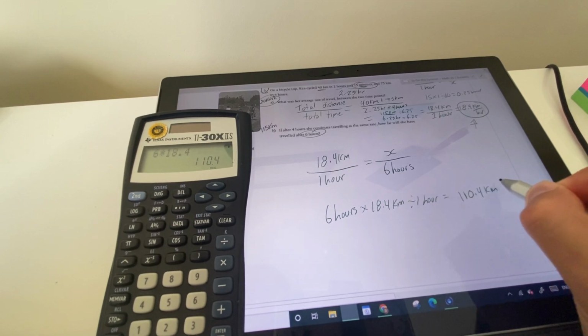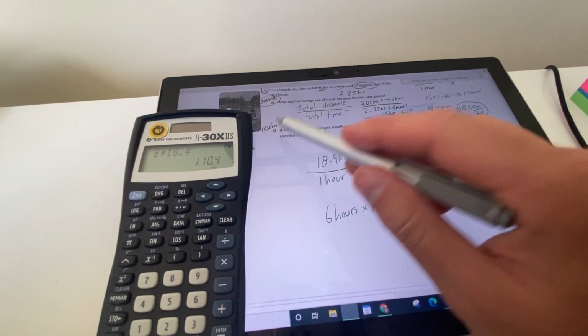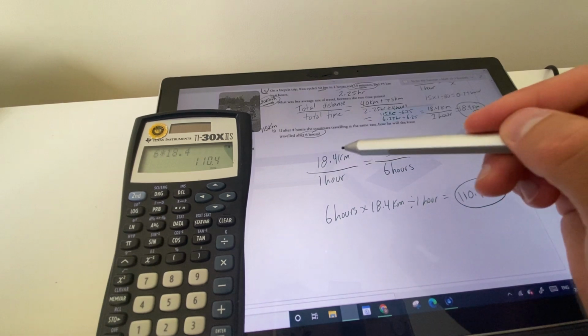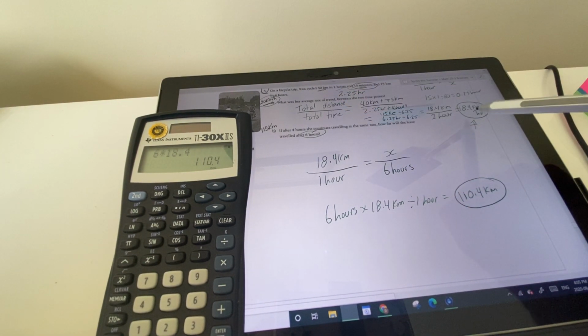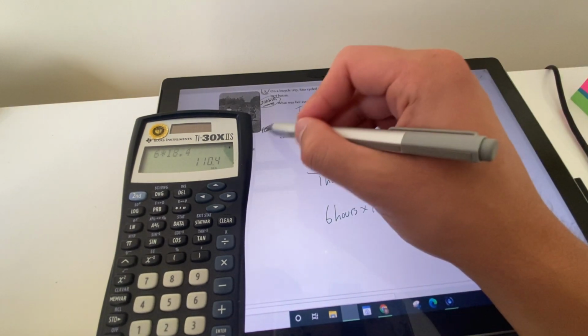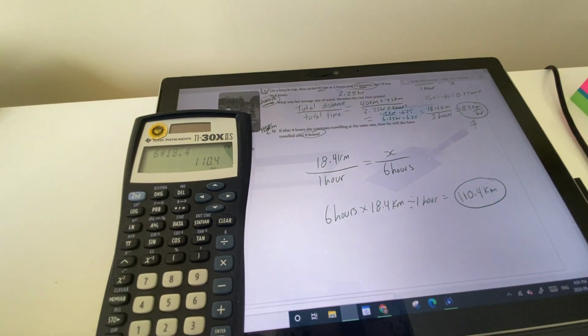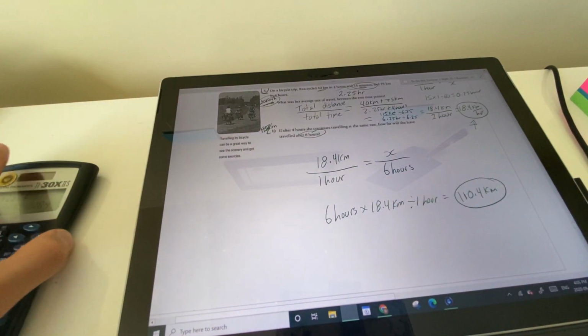110.4 kilometers. Now you might be asking yourself, hey, it's a little different here. It's because they use 20 kilometers per hour, but we're going to use the more accurate solution here. So she traveled in 6 hours going at this rate, 110.4 kilometers.